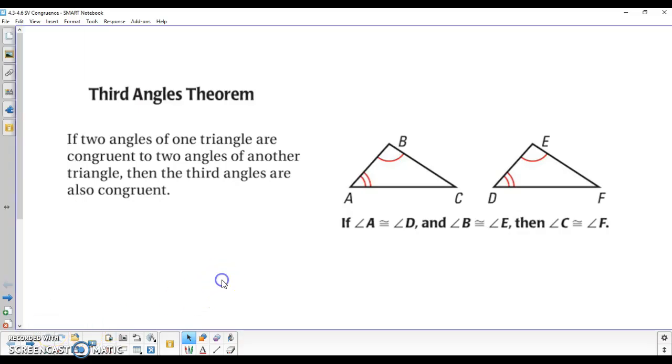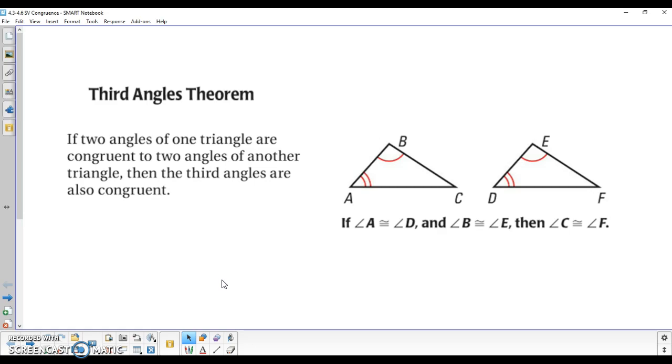And with that being said, let's talk a little bit about triangles. So we're going to introduce another theorem to you that is something that probably makes sense to you as you're looking at this. It's called the third angles theorem. Basically what it's saying is if two angles of one triangle are congruent to two angles of another triangle, then the third angles automatically have to be congruent to each other.